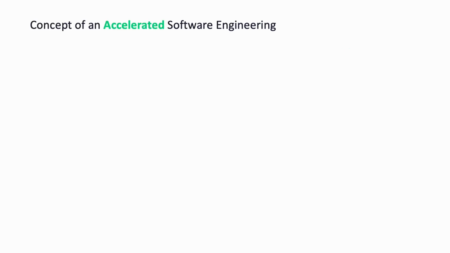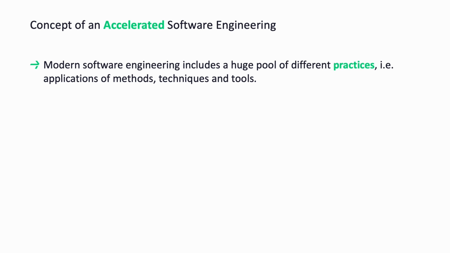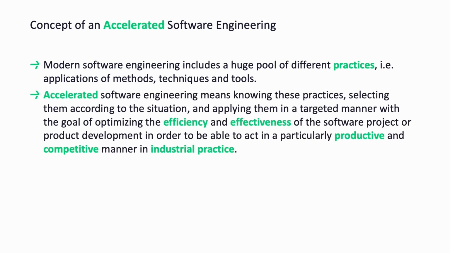On this basis, we define the concept of accelerated software engineering, that is, software engineering with increased productivity, and a special focus on both effectiveness and efficiency in industrial practice. Modern software engineering contains a huge pool of different practices, that is, applications of methods, techniques, and tools. Accelerated software engineering now means knowing these practices, selecting them according to the situation, and applying them in a targeted manner with the goal of optimizing the efficiency and effectiveness of the software project or product development in order to be able to act in a particularly productive and thus competitive manner in industrial practice.